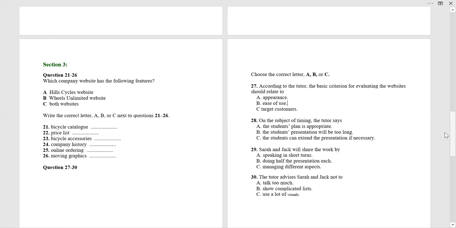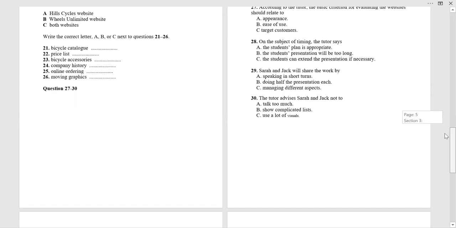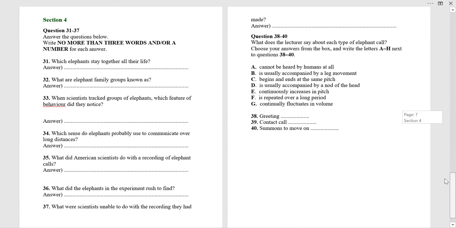So whenever you're picking an answer here, they are not speaking in the same way it is written here. It's changed, a synonym. Yeah. For appearance and ease of use, we are clearly hearing that. So we pick that as the answer. They have mentioned the target customers as well. They are talking about the base, the targeted customer. The base, that means basic criterion. Maybe you missed because you mentioned A or B maybe.